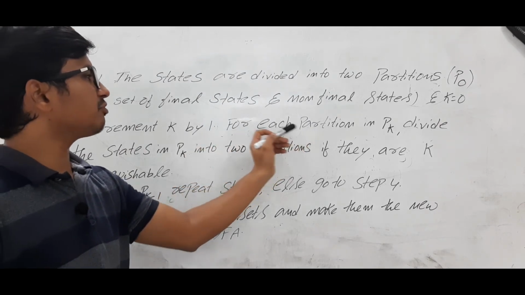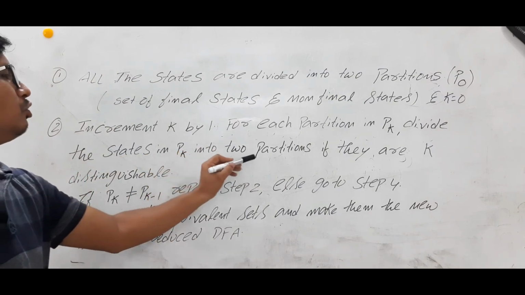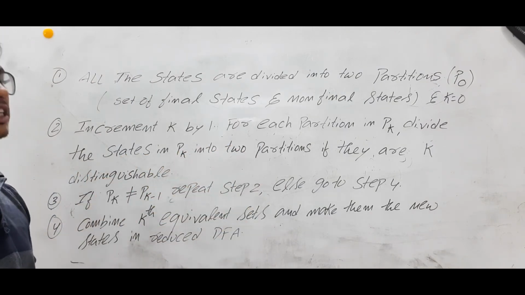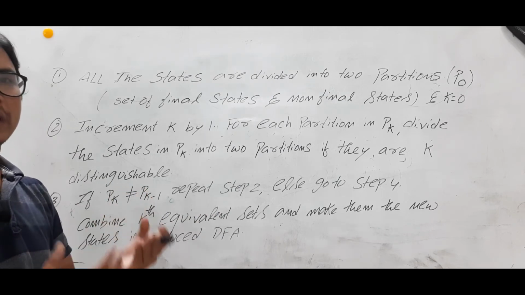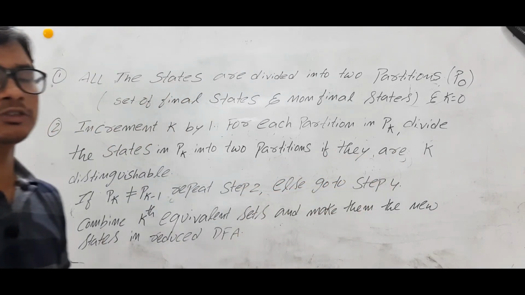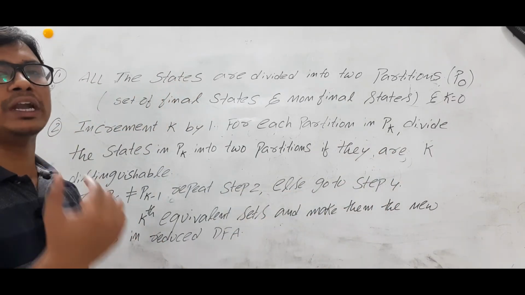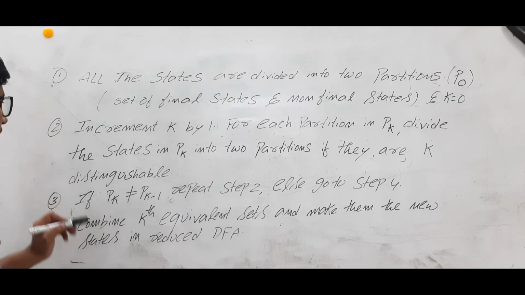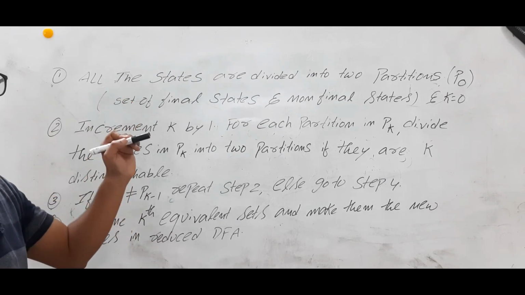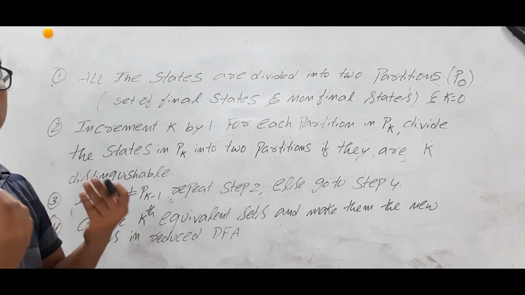For each iteration, for each partition in Pk, divide the states in Pk into two partitions if they are k distinguishable. We have discussed what is 1 equivalent, what is 0 equivalent, all these things. So here they are saying that k distinguishable means when k value is 1, you will call it 1 distinguishable, meaning 1 equivalent. Okay. Now read this step 3. If Pk is not equal to Pk minus 1, suppose I am doing P1 and next time I am doing P2, so P1 and P2 I will check whether they are equivalent or not equivalent.